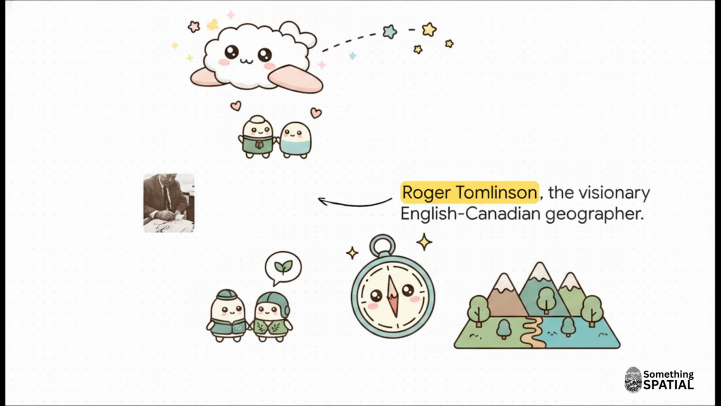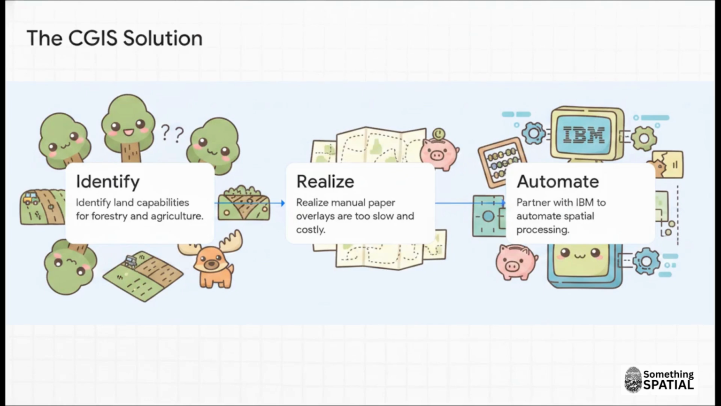Back then, he had this absolute chance encounter on a flight with Lee Pratt, who was heading up the Canada Land Inventory. They got talking, and that single conversation quite literally changed our entire field forever. See, Pratt had what sounded like an impossible mandate. He had to map Canada's massive rural land capabilities for forestry, agriculture, and wildlife across the entire nation.